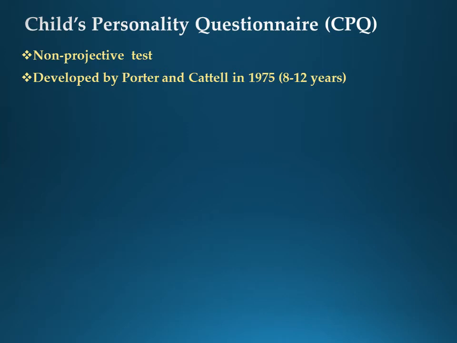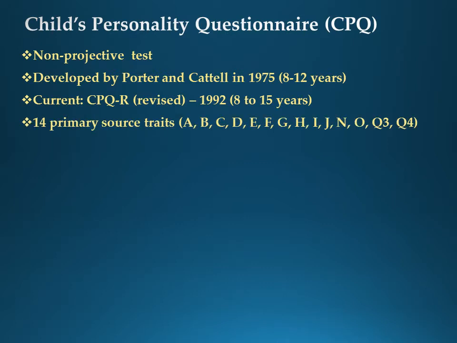They developed the form A of the CPQ test. Currently, there is the CPQ-R, which is the revised version, from 1992, and it's for children from 8 to 15 years of age. So they included slightly more age ranges for this test. A great demand is seen for personality measurement in children, and the CPQ is one of the tests that are used quite widely. It measures 14 independent dimensions of personality, which are also called primary source traits.